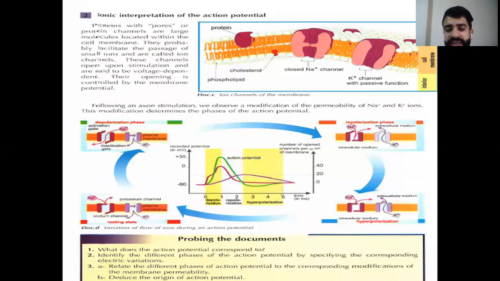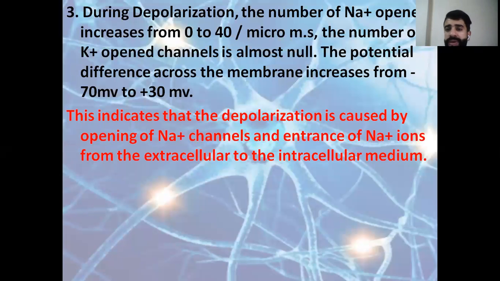These differences in the phases, they depend on what? They depend on the number of channels. They depend on the number of Na+ channels and the number of K+ channels according to the different phases. What will happen through these phases? So here we said that during depolarization, the number of open Na+ channels increases, and the number of open K+ channels is almost null. So the potential difference increases from minus 70, for sure, to 30 millivolt.